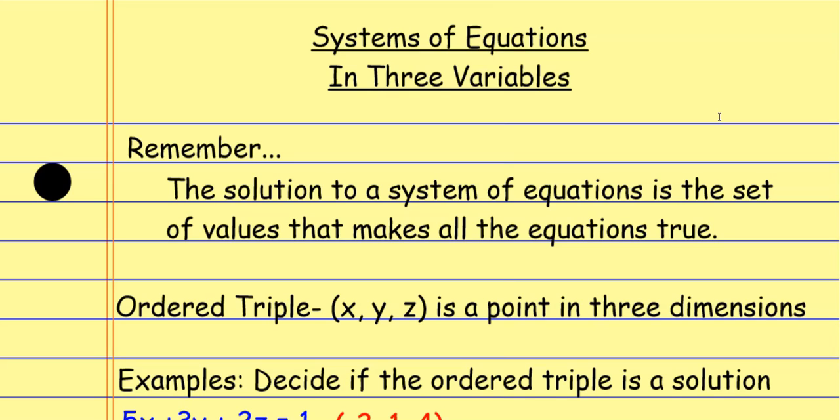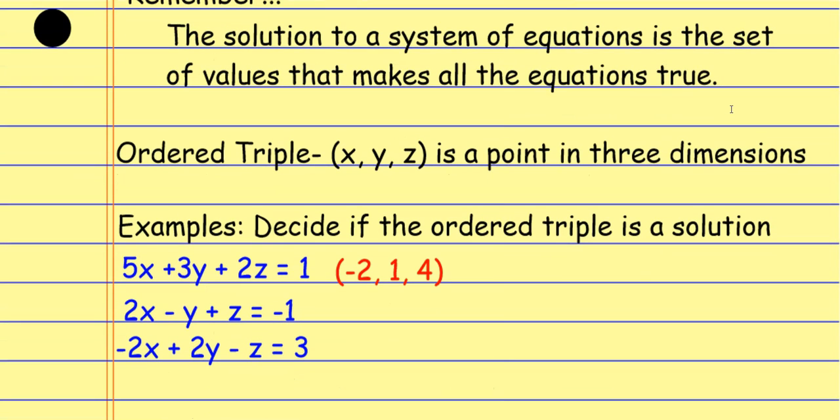With a system of 3 equations, instead of an ordered pair, we're looking for an ordered triple, all right? An ordered triple is graphed in 3 dimensions, and that's really hard to express on a piece of paper like this. We could do a whole unit on trying to graph these things, but it doesn't translate well when we're trying to do it on paper.